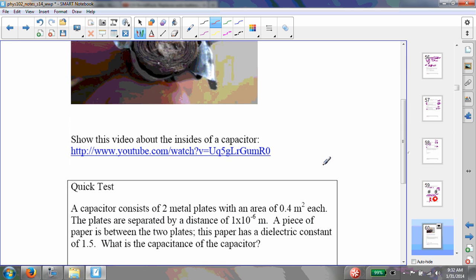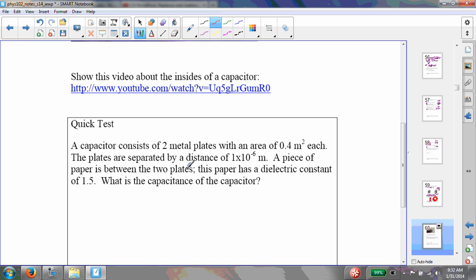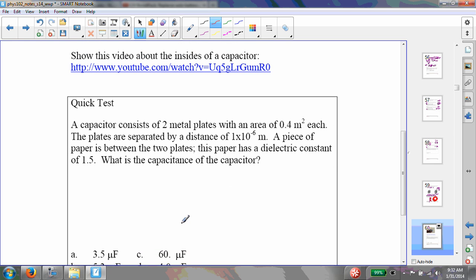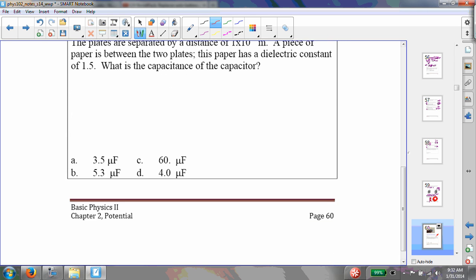Let's see, finally, I have a video. Here's a quick test question, which you can take a look at. But then I also have a video just about the insides of a capacitor. It's a fairly interesting video. I think it's 5 or 6 minutes long. And they actually blow up capacitors and look at capacitors and talk about what capacitors do. So you can watch that here. I think we'll pause there.